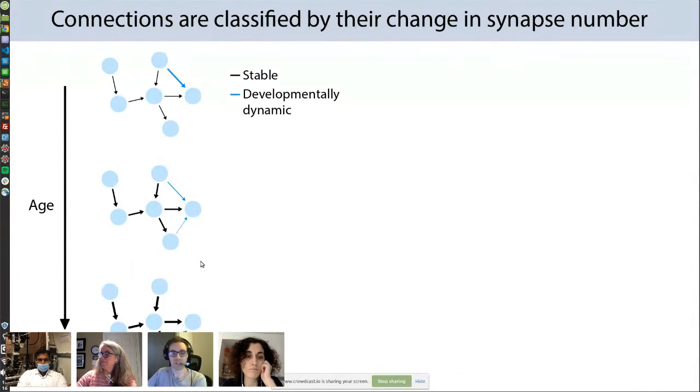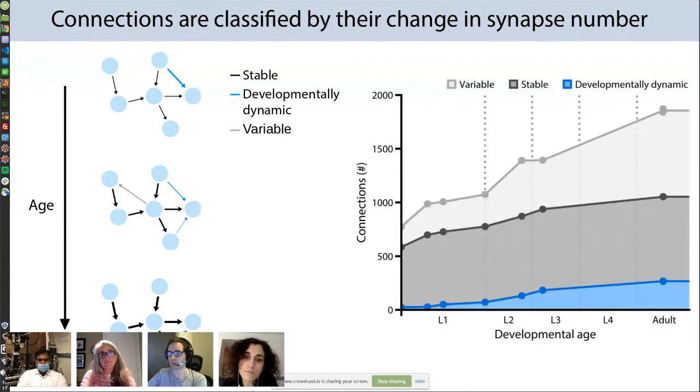And then there are other connections that are variable, meaning that they exhibit no consistent trend in their changing synapse number, and they're not present in every animal. These variable connections are typically only present in 1 or 2 animals, and often not animals of the same ages. So if we count the number of connections for these 3 different types, we see that variable connections are surprisingly common. In the adult, they make up almost half of all connections, and about the same number as the stable connections.